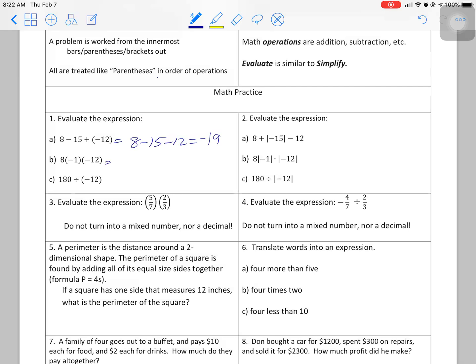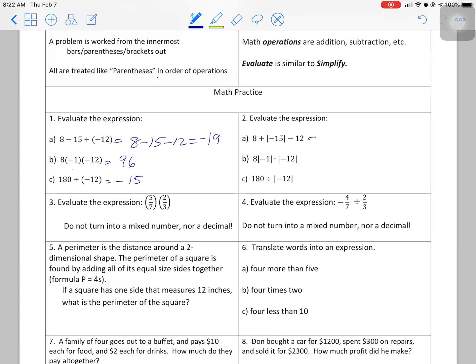8 minus 15 minus 12, that's the same thing as what that says. If you put that in your calculator correctly, you should get negative 19. So this is 8 times a negative 1 times a negative 12. So double negatives, make sure that's going to be a positive. You multiply all that together, you get 96. 180 divided by negative 12 is negative 15.